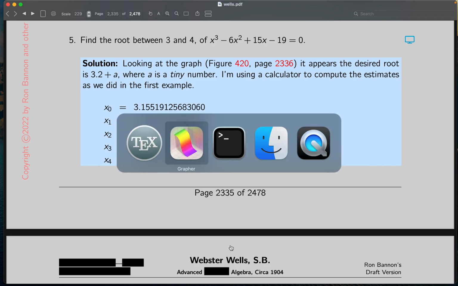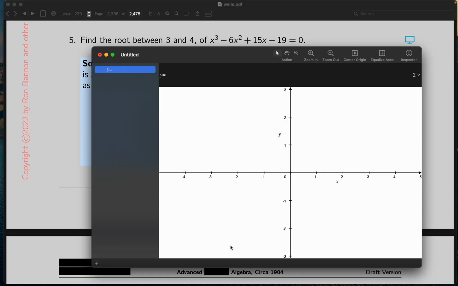What I'll do is try to emphasize why Grapher would be useful. Grapher is a graphing application. It's available on OS 10. So I'm going to type in x cubed minus 6x squared plus 15x minus 19.